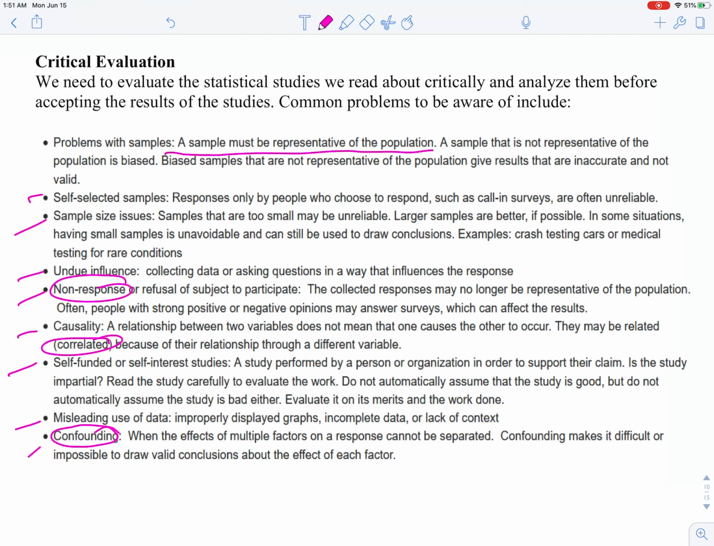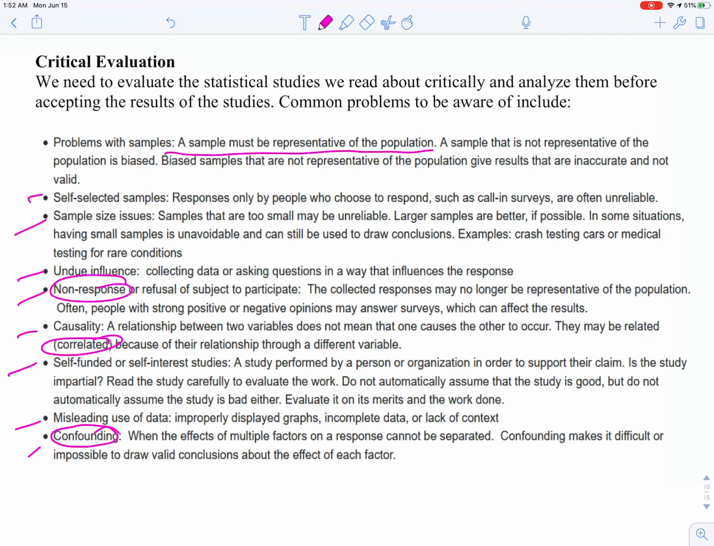We're confused. Like let's say if there's a weight loss drug experiment going on. So did people lose weight because of the weight loss drug, or did they just figure, well, I'm taking a weight loss drug, I may as well eat better and exercise more at the same time? It's confounding because we don't know. Did the medication help them lose weight? Did the exercise help them lose weight? Did healthy eating help them lose weight, etc.? Confounding makes it difficult or even impossible sometimes to draw valid conclusions about the effect of each factor.